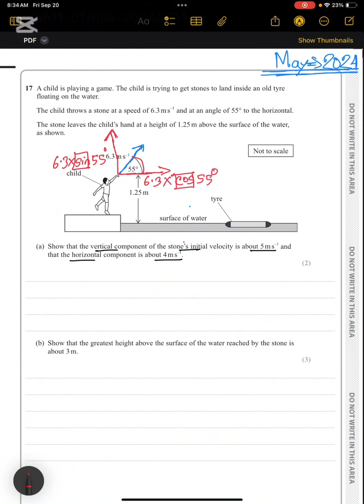So let's find out. 6.3 into sin 55 degree is equal to, this is for the vertical component, and for the horizontal component, 6.3 into cos 55 degree.